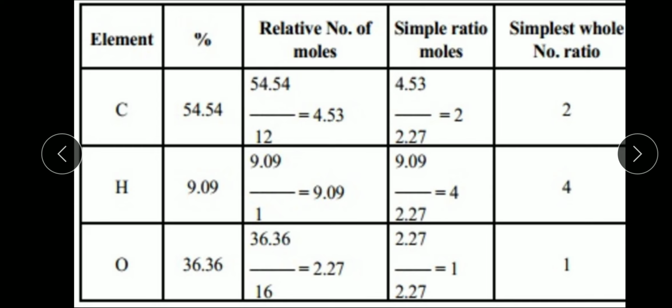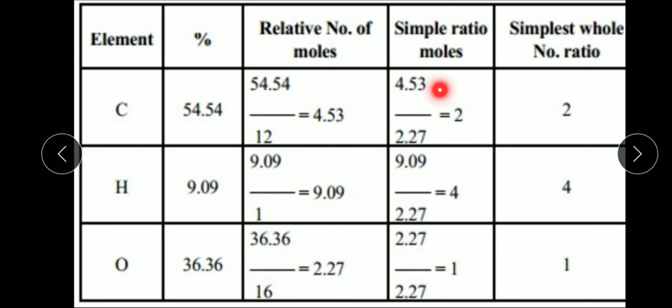Note down relative number of moles. How to calculate? Percentage is converted into gram: 54.54 gram divided by the weight of carbon, 12, gives 4.53. Like that for hydrogen, 9.09 divided by 1 gives 9.09. Like that for oxygen, they gave 36.36 percent. So we put 36.36 divided by 16, the weight of oxygen. It gives 2.27. Simple ratio of moles: 4.53, 9.09, 2.27. Among these three, which one is least? This one is least. So divide each by 2.27.